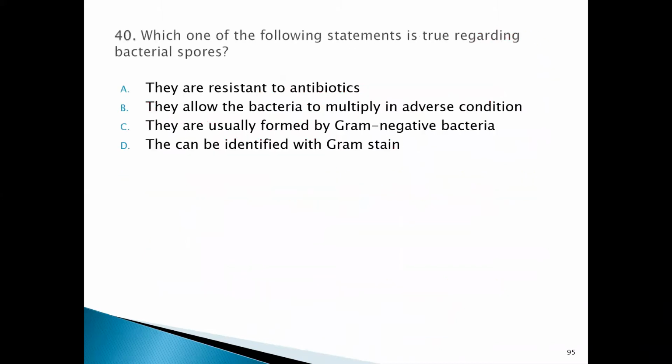Number 40, which of the following statements is true regarding bacterial spores? A, they're resistant to antibiotics. B, they allow the bacteria to multiply in adverse conditions. C, they are usually formed by gram-negative bacteria. And D, they can be identified by gram stain.